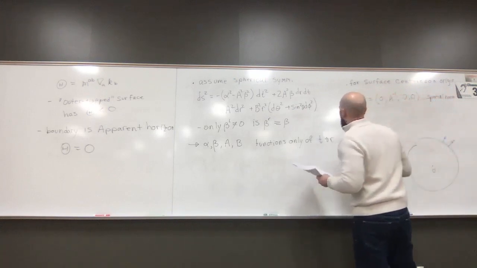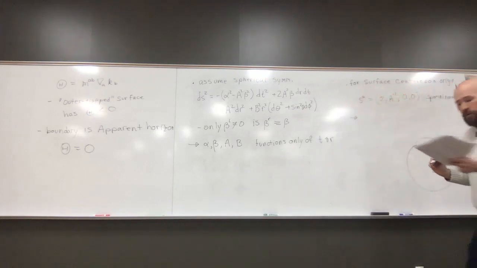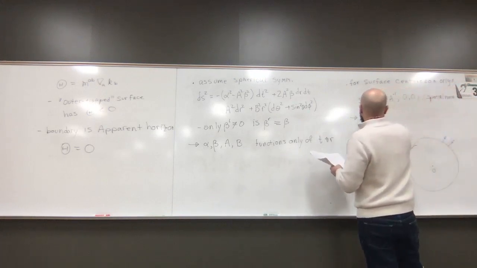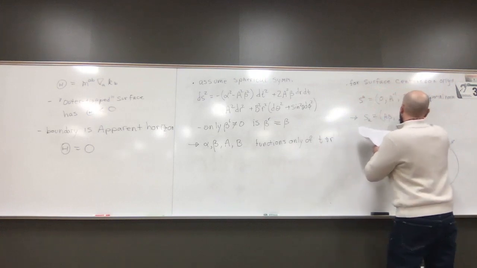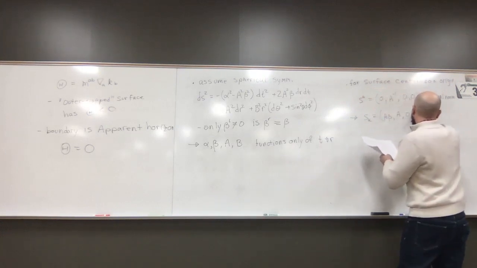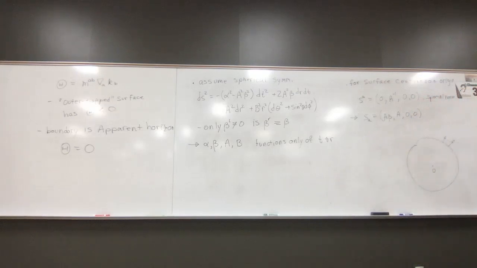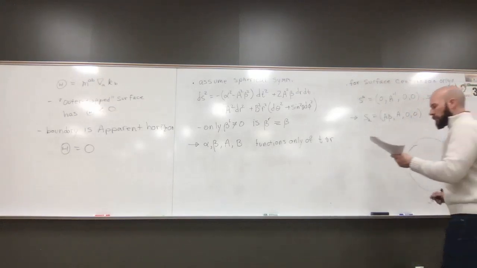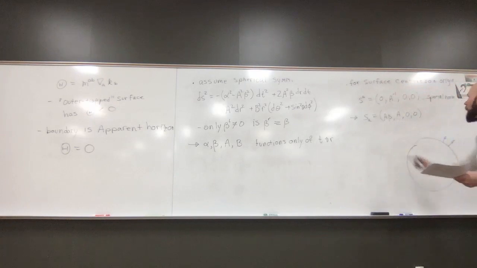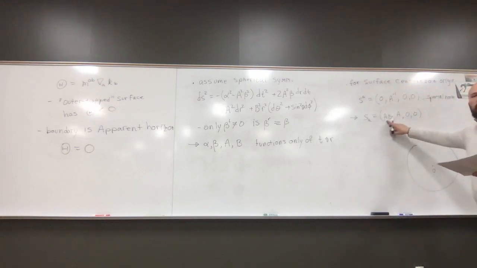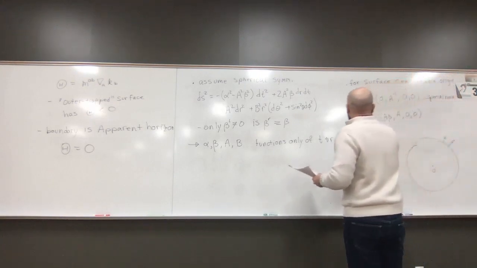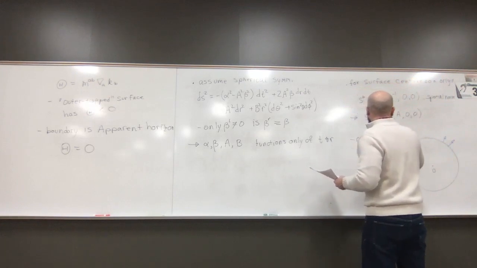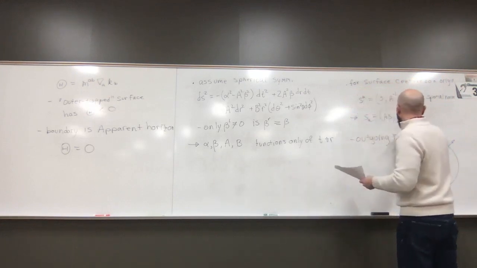Lowering the index on that using my MAB metric, I get S covariant is alpha, beta, A, 0, 0. That's just using MAB. So alpha, beta, the root, A, beta. I meant A beta. Capital alpha, obviously. All right. So then an outgoing null norm.